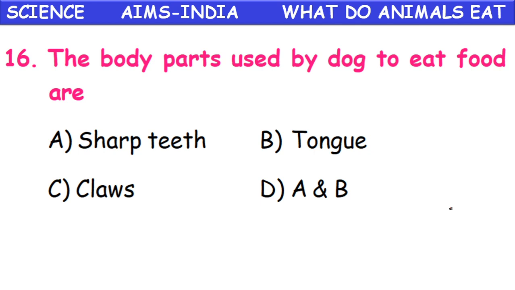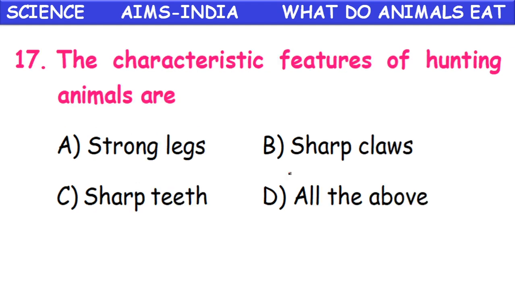Next, the body parts used by dog to eat food are both sharp teeth and tongue. The characteristic feature of hunting animals are strong legs, sharp claws and sharp teeth, all the above.